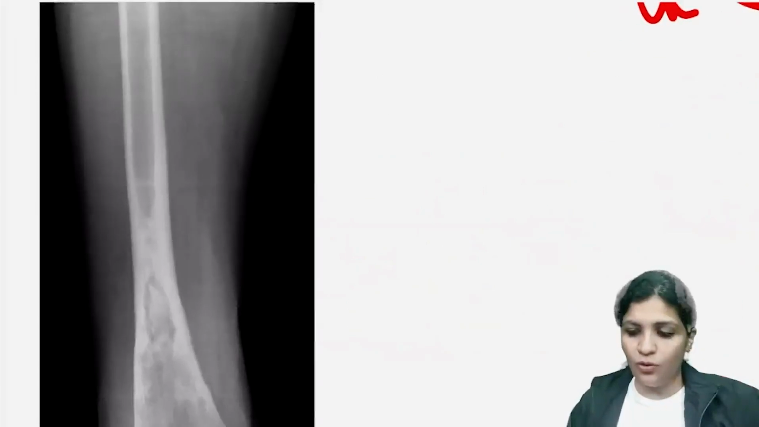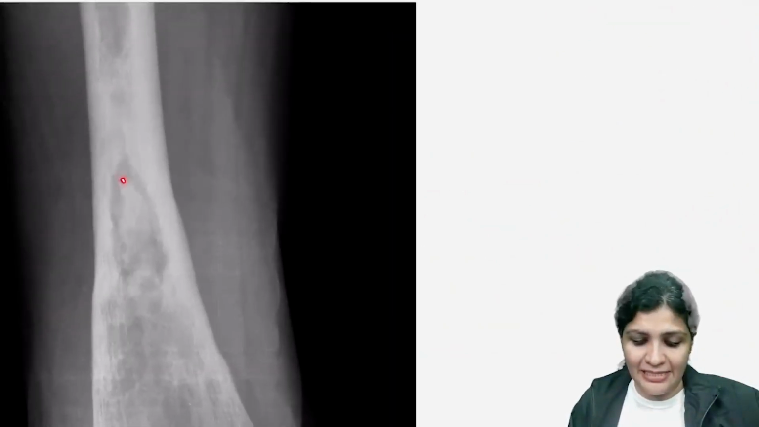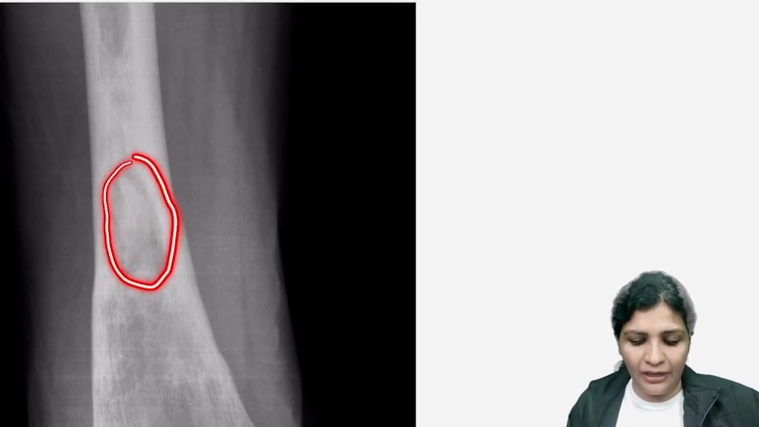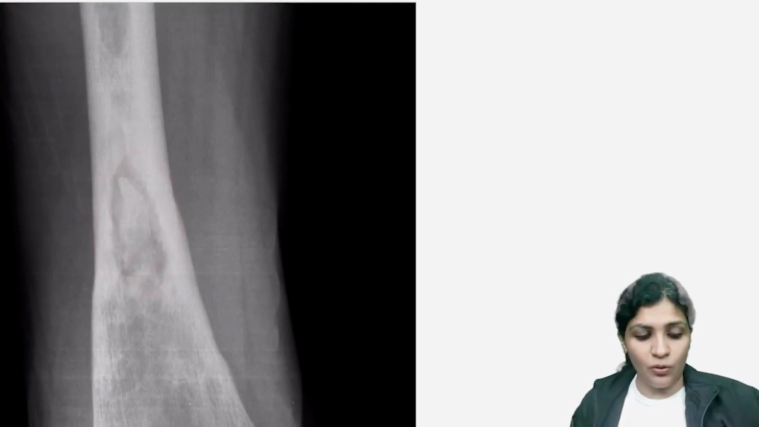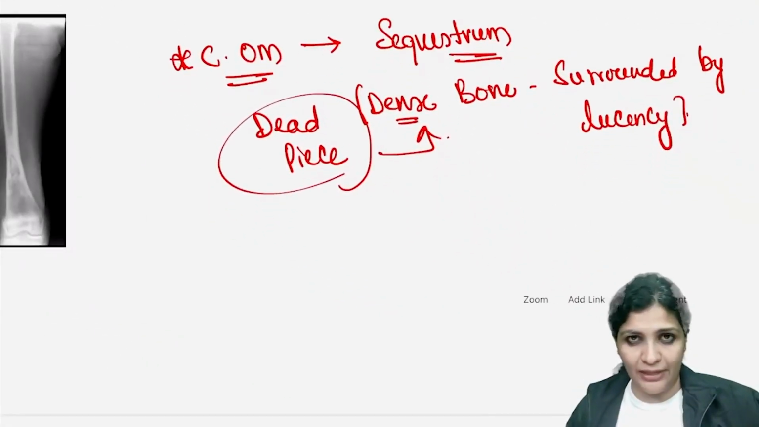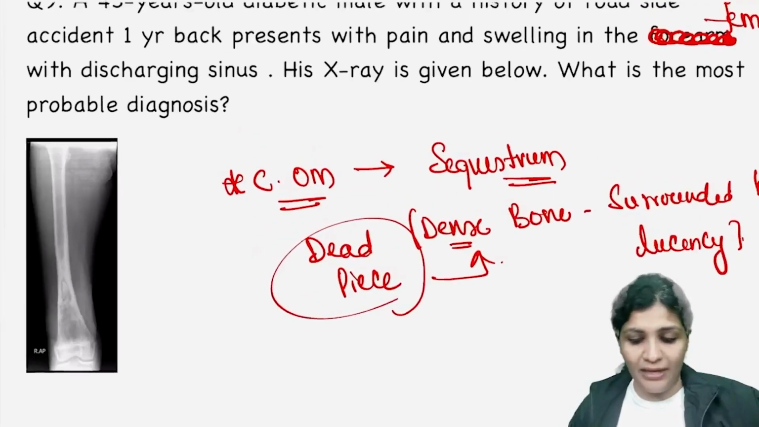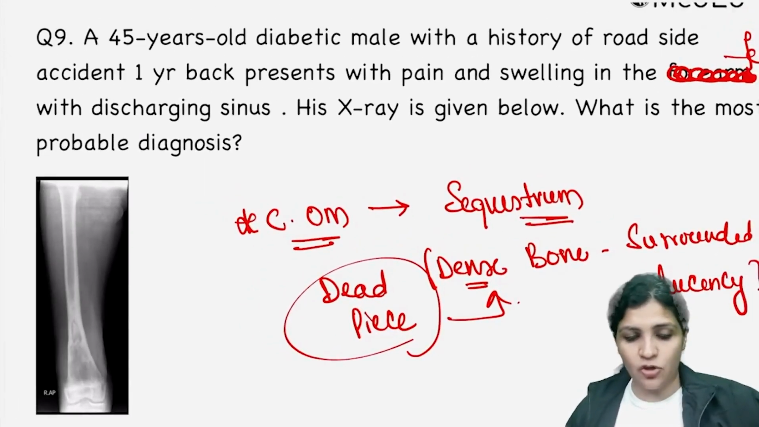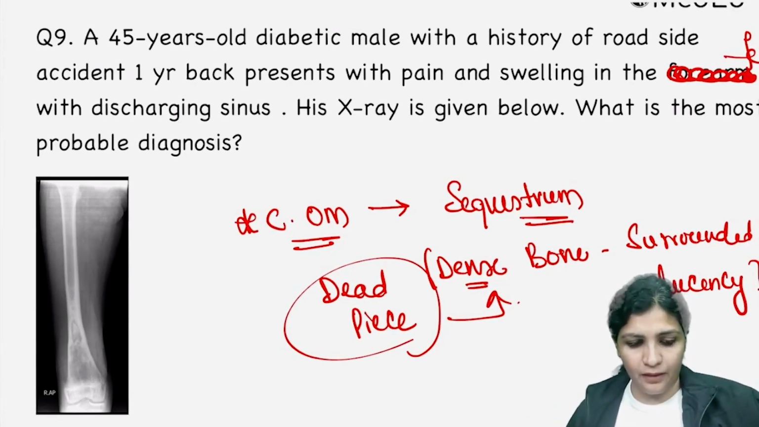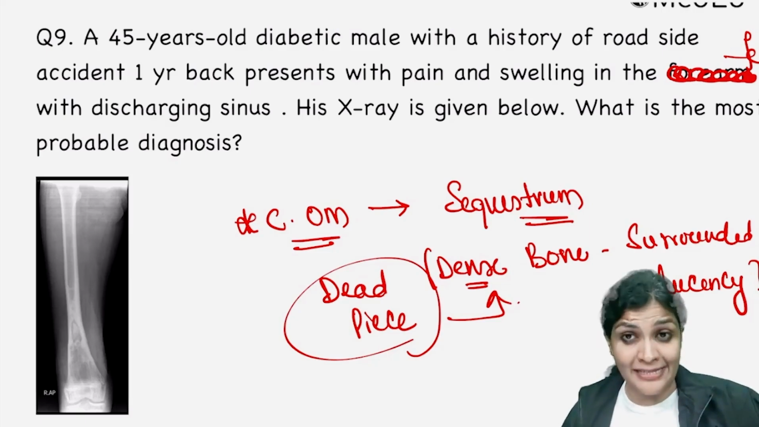So I know you all have identified this as the sequestrum, right? This is a dense looking bone which is surrounded by a layer of lucency. We all know that the lucency is nothing but your granulation tissue, which is seen on the X-ray as the lucency. Now why is the bone dead? Yeah, it is loss of blood supply, it is dead. Why is it appearing dense now? Anything which doesn't have blood supply will appear dense.